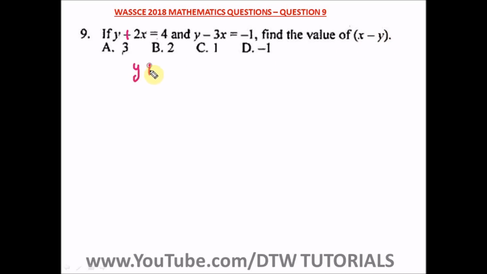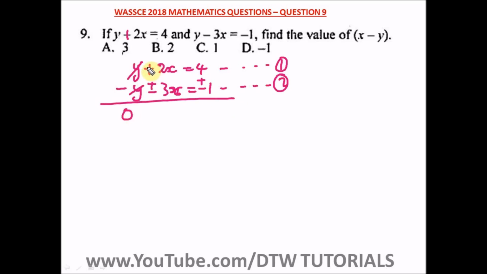Okay, so let's write our equation here. We have y plus 2x equal to 4. That's equation 1. And we have y minus 3x equal to minus 1. That is equation 2. All right, so let us use the elimination method. To eliminate y here, we can introduce a negative sign. And when we introduce this negative sign, it will affect every sign on equation 2. So this negative times this negative will become a positive, and negative times this negative here will become a positive. So here we have y minus y, which will give us 0.